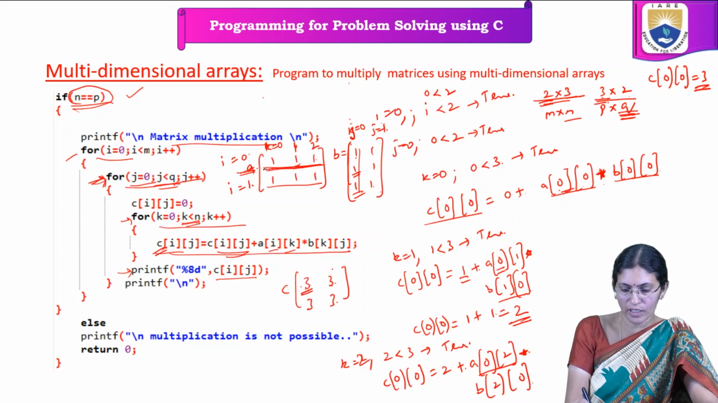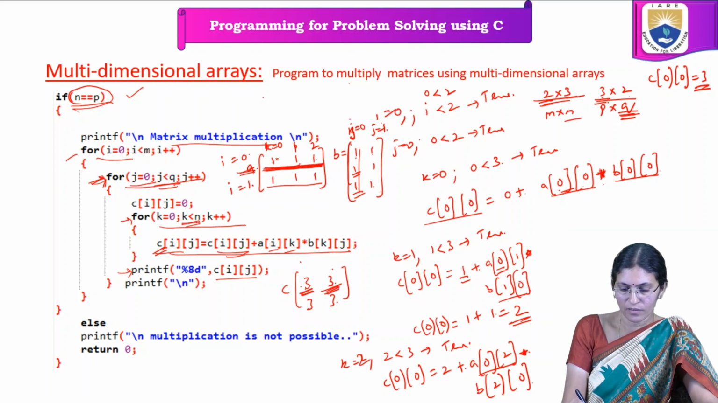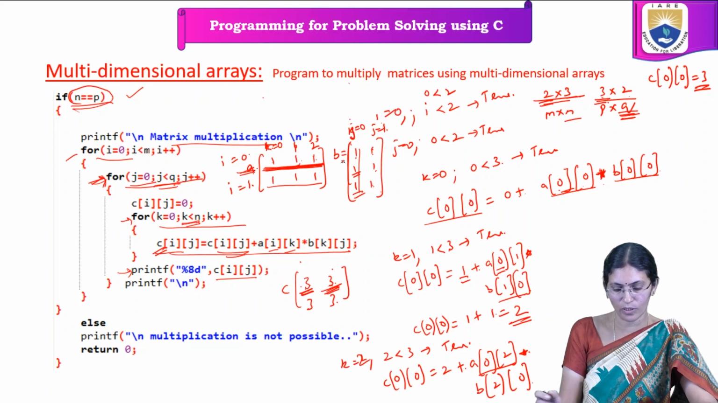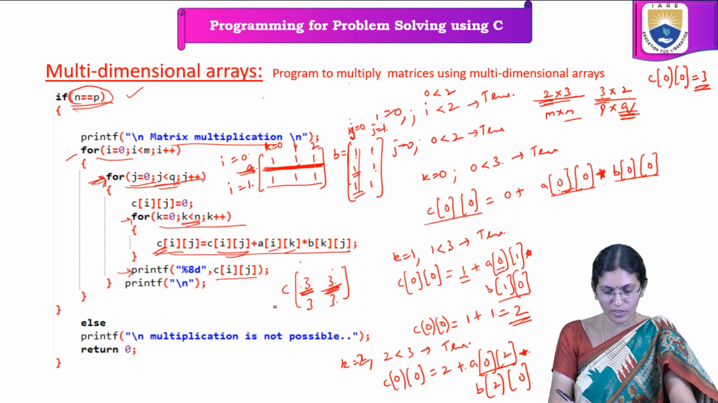Now again in the next element, C of 0, 0. So the first element is C of 0, 0. This element is C of 0, 1. So in order to access the corresponding element, it is obtained by 1 into 1 plus 1 into 1 plus 1 into 1. So that is equal to 3. So in this way you can go through this program.